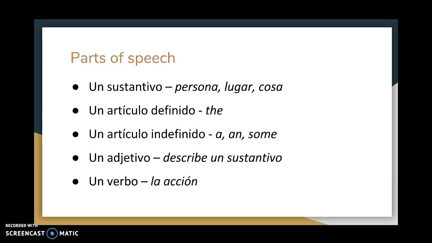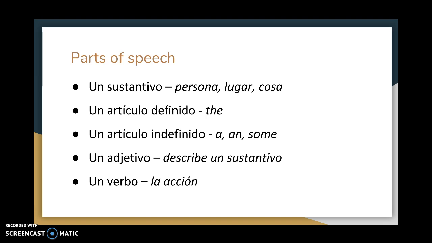Un artículo indefinido is how we say a, an, or some. If I want a pencil or some pieces of paper, it doesn't matter which pencil you give me or which pieces of paper you give me. I just want something much more general.